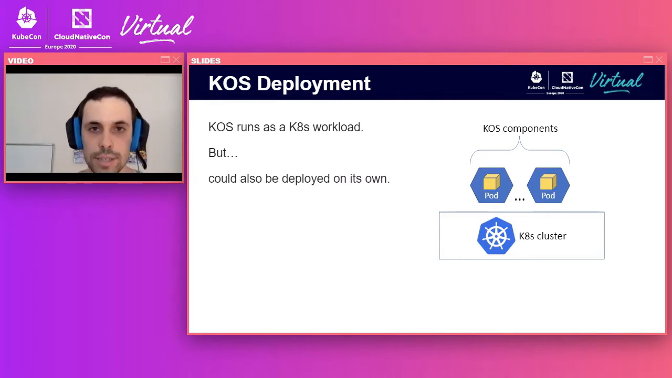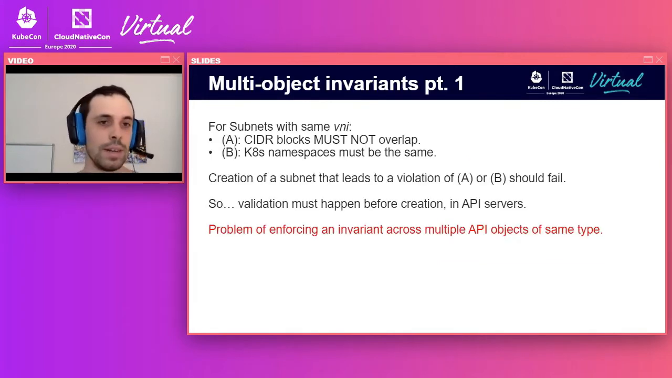Finally, COS currently gets deployed as a Kubernetes workload. So all of its components, including API servers and etcd, run within pods managed by a Kubernetes cluster via a deployment or a daemon set. However, conceptually, nothing forbids you from deploying COS as a standalone system. So, okay, we've concluded a high-level overview of COS.